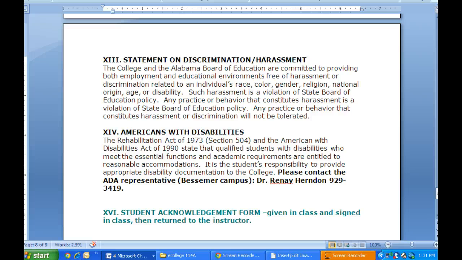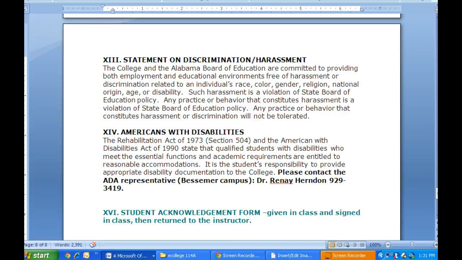Non-discrimination or harassment are something Lawson State takes very seriously. We will treat everyone in this classroom with absolute respect at all times. We will treat them equally. Everyone will be given equal opportunity, equal respect, and equal treatment in every possible way. Any practice or behavior that constitutes harassment or discrimination will not be tolerated by me, by Lawson State. And if that seems to be going on, come talk to me about it immediately and we'll get it sorted out.